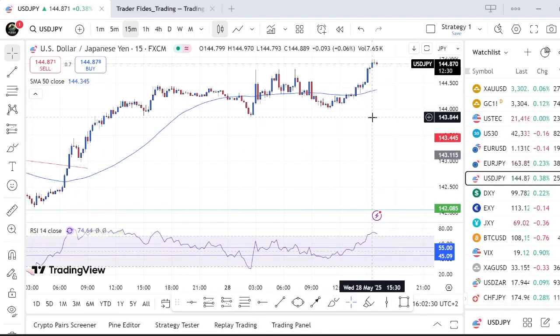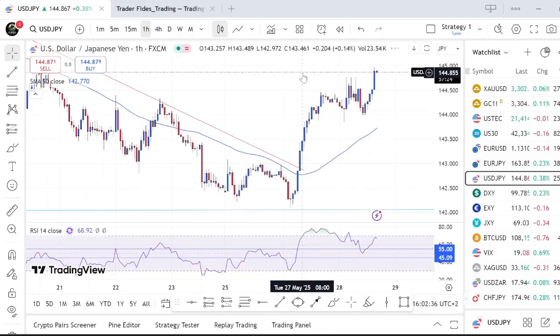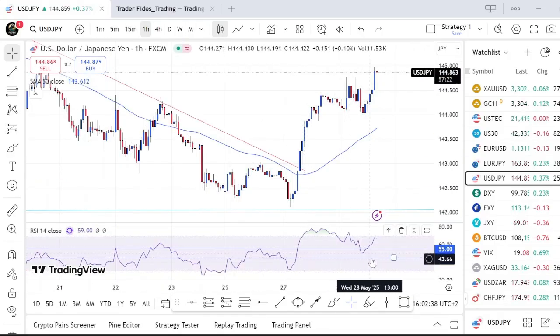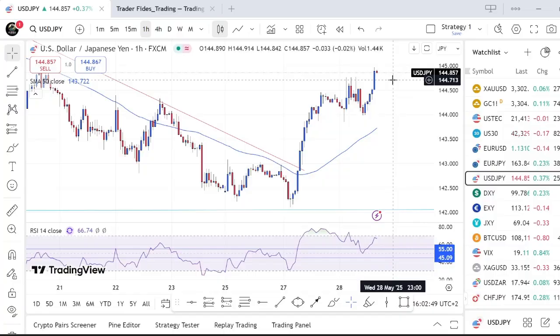On the 15-minute, we are trading above the 50 SMA at the moment, and we are in the overextended region of the RSI, so I am expecting some sort of retracement to the downside shortly, and I would like to see it happen on the 1-hour, as if the 1-hour gets closer to the 50 SMA, it would give me more confluence that the retracement is complete before I take a position to the upside. So that's it for the major currency pairs.